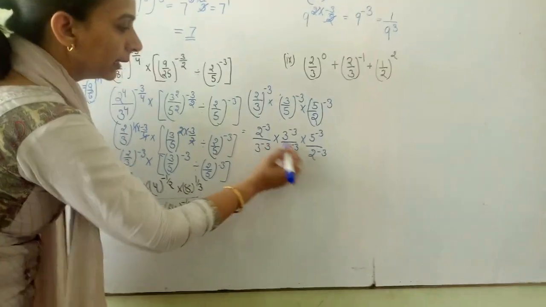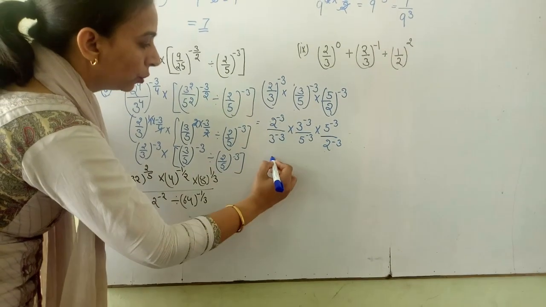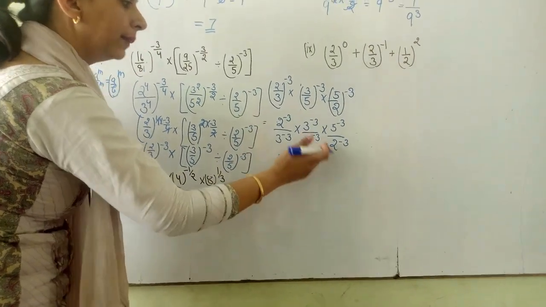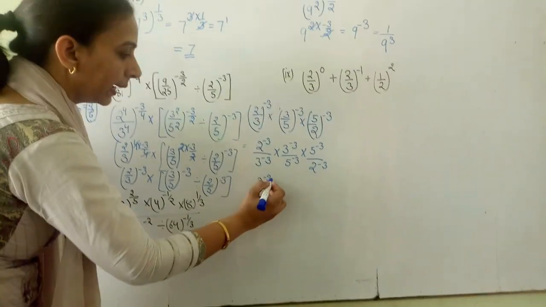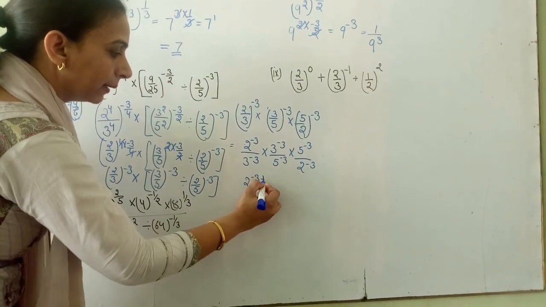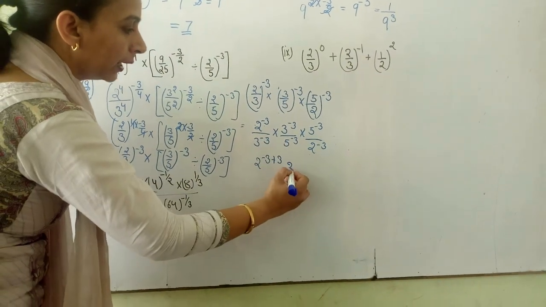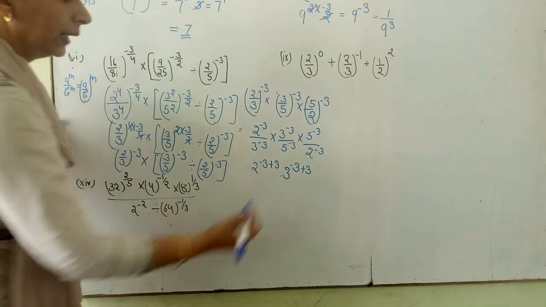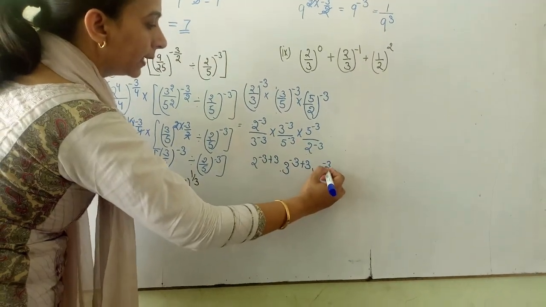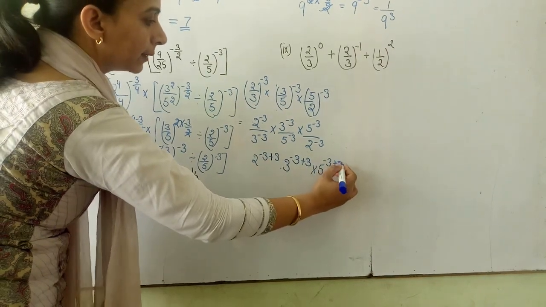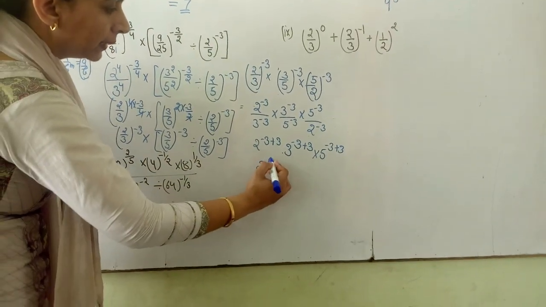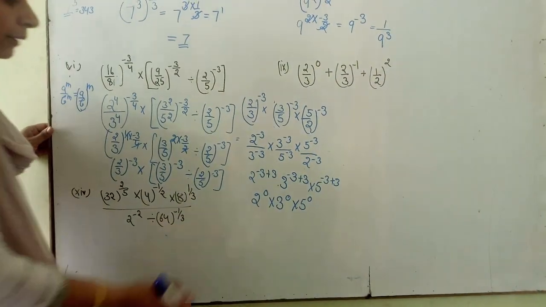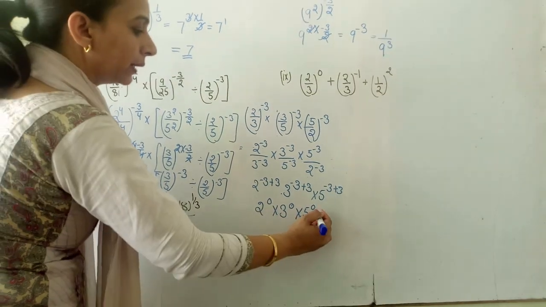According to the quotient law, when these are in division, the powers should be subtracted. So 2 raised to the power minus 3 minus minus 3 becomes plus 3. Same for 3 raised to the power minus 3, and 5 raised to the power minus 3. We get 2 raised to the power 0, 3 raised to the power 0, 5 raised to the power 0. And when a number is raised to the power 0, this is equal to 1.